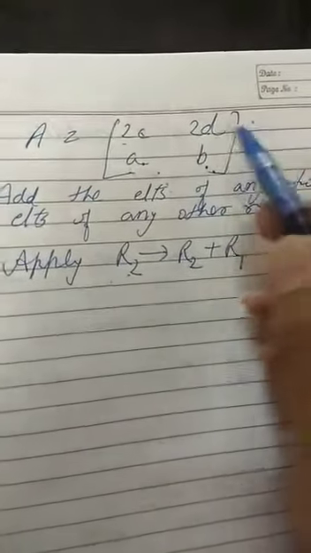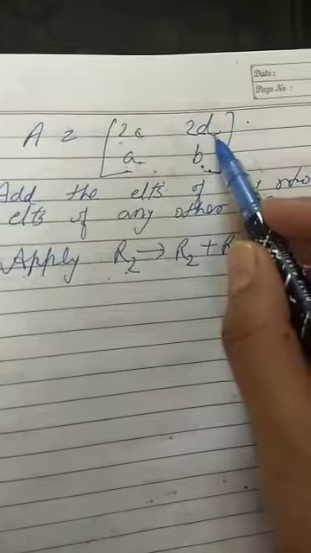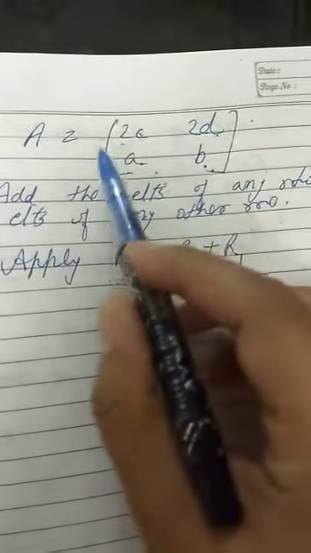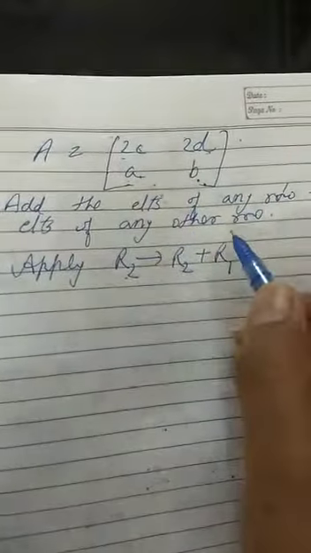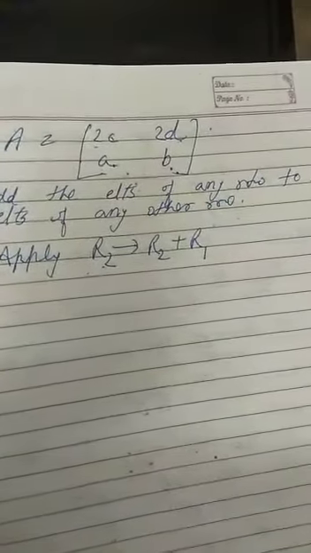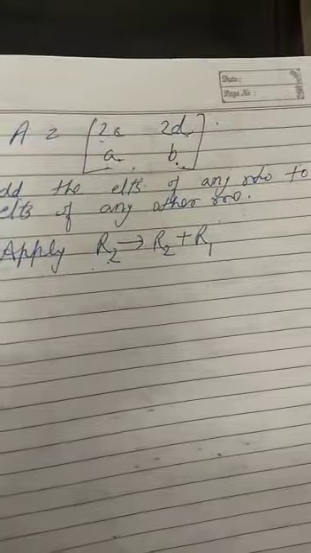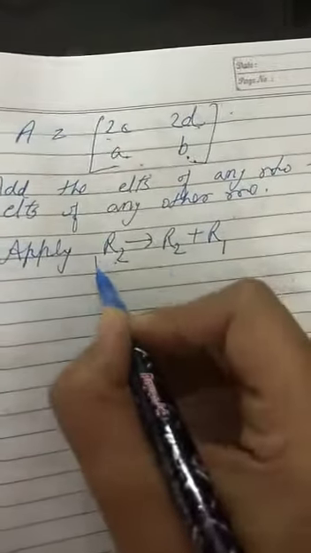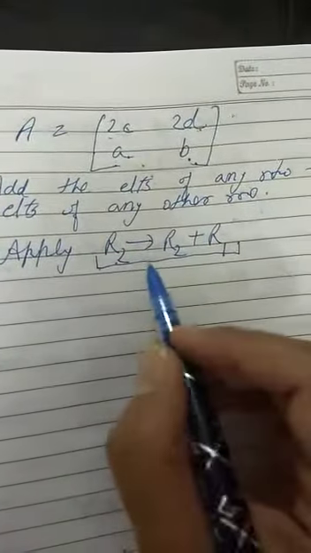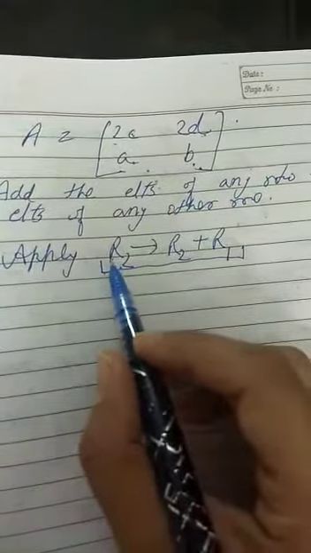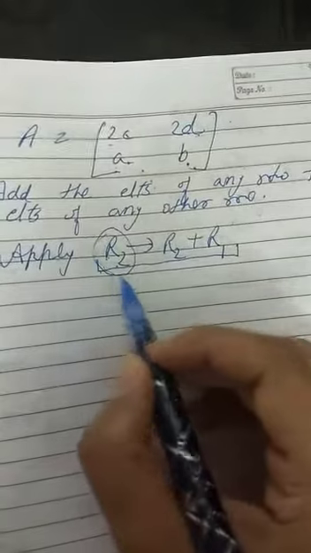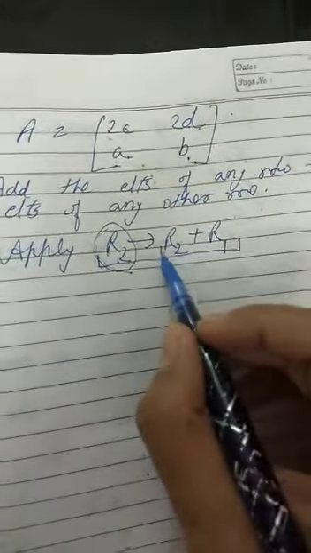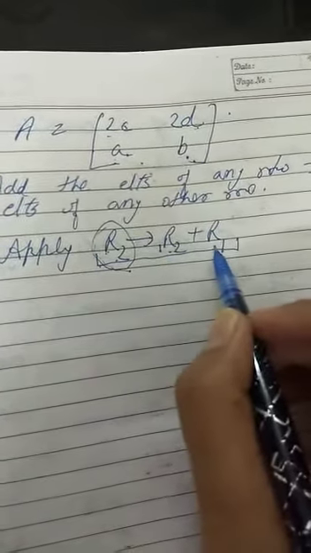Elements of row will get added to the elements of row only. Elements of column will get added to the elements of column only. Remember, here once again we cannot mix. We cannot add the elements of row to the elements of column. So after writing this, once again I am repeating, I am writing R2 arrow. It means the change we are making in this row R2. What is the change? In R2 we are adding R2 and R1.